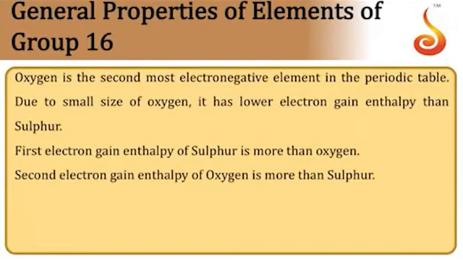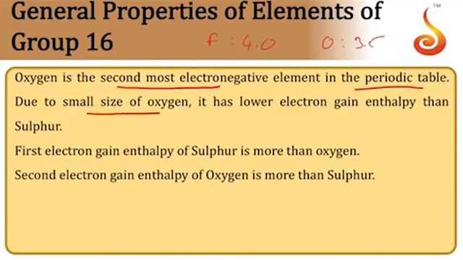Oxygen is the second most electronegative element in the periodic table. The first one is fluorine and the second element is oxygen. Fluorine's electronegativity is 4 units, and oxygen's electronegativity is 3.5 units. Second most electronegative element.